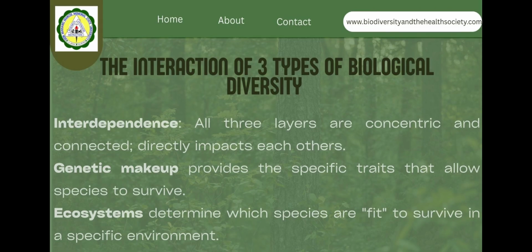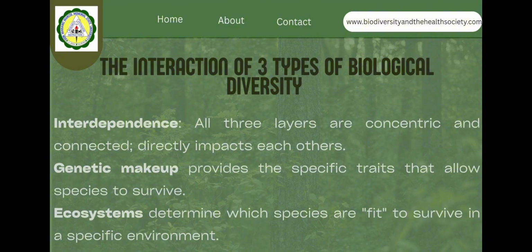The first one is the core or the genetic diversity. These are the individual blueprints or DNA variations within a single species, meaning there is a variation of DNA in a single species only. Why does it matter? It has the raw material for survival. The more genetic variations a population has, the better it can handle changes like diseases or climate shifts.